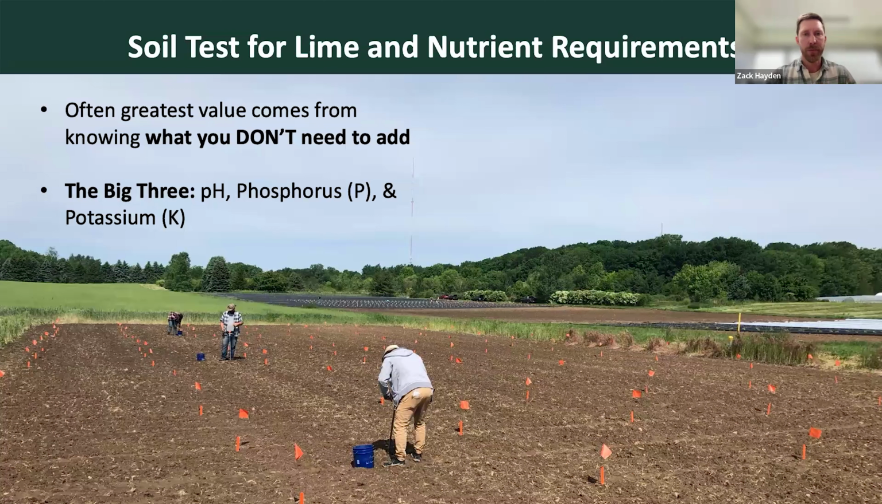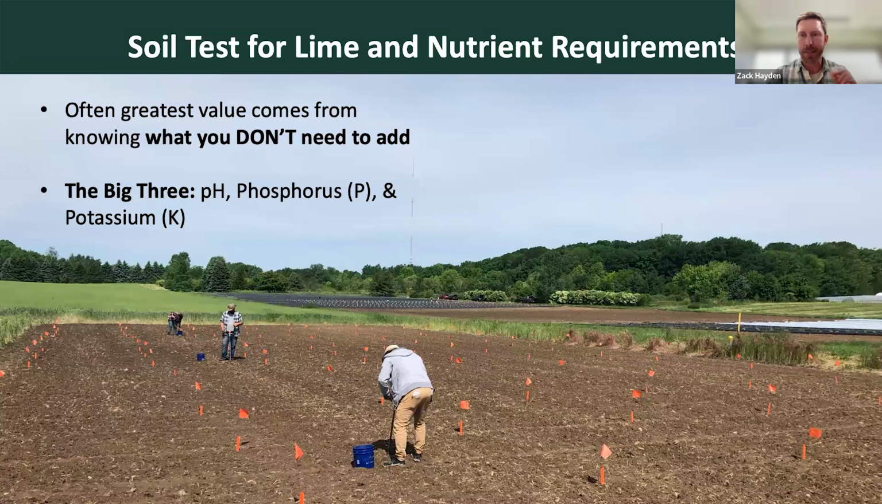All right, so all of nutrient management, good nutrient management starts with soil testing for lime and nutrient requirements. Everybody's heard this before. A couple things I want to point out though are, we think about avoiding yield loss or checking our soil test to see what micros we need to add, but often the greatest value from a soil test is knowing what you don't need to add. So how much do we have in the bank of particular macronutrients?